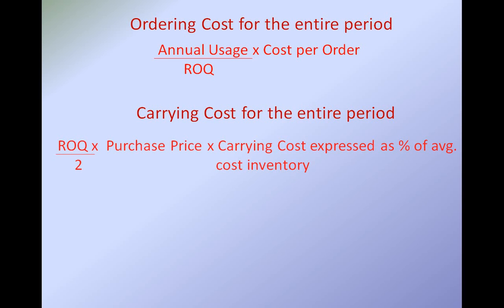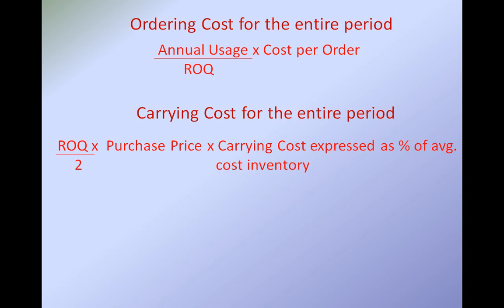Moving on to the carrying cost. The carrying cost is the reorder quantity divided by 2 into the purchase price into the carrying cost expressed as a percentage of average inventory cost. Generally in the question, the carrying cost is always given as a percentage of average inventory, so finding out carrying cost should be quite easy.